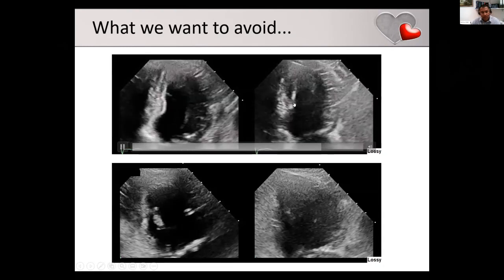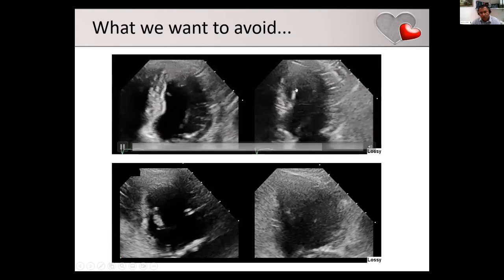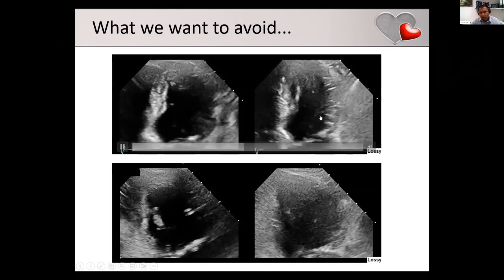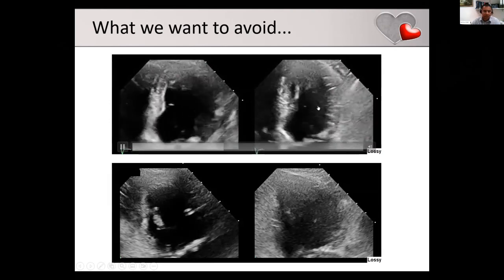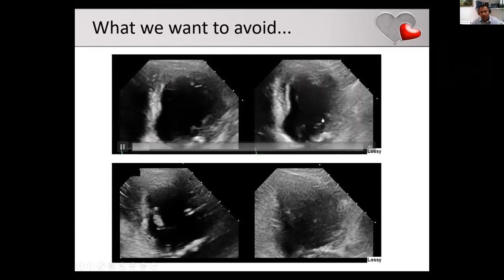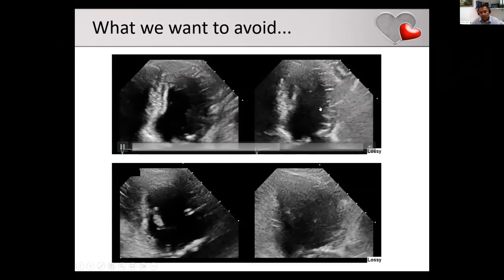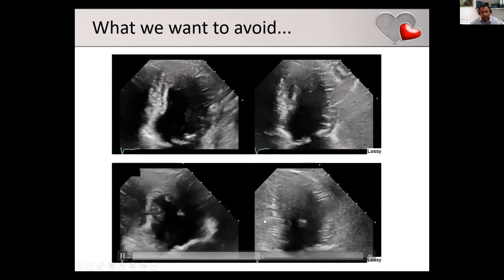On the right, you've got peak stress. I would suggest to you that although you can see the septum here quite well, you really have no idea where this lateral wall is. And of course, this is circumflex territory. So if you're trying to diagnose single vessel circumflex disease, you've not really got much hope if you can't even see the lateral wall.